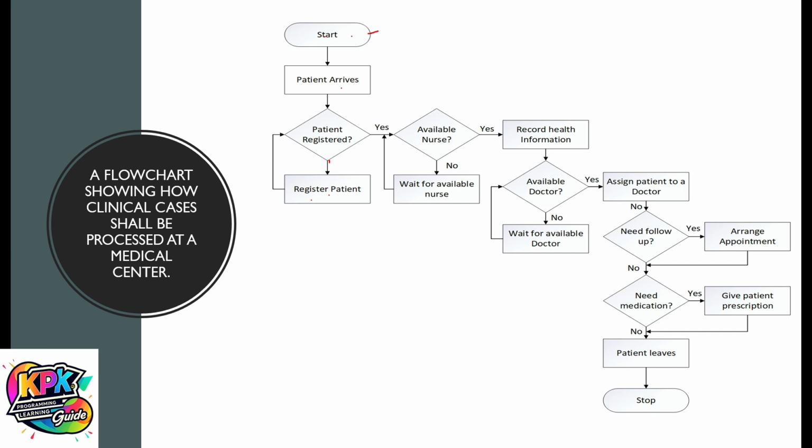If a nurse is not available, the patient would have to wait for a nurse to come in and attend to them before they get to see the doctor. So if a nurse is available, you come here, the nurse records the health information, then proceeds to booking an appointment with the doctor. If a doctor is available, then we assign the patient to the doctor. If no, you have to wait for a doctor to be available, then we assign the patient.